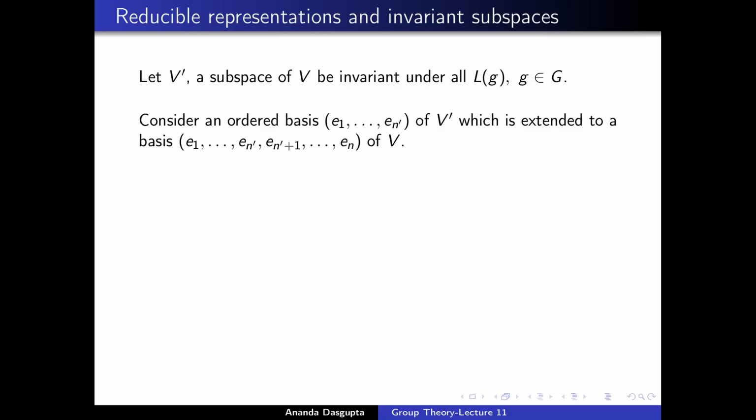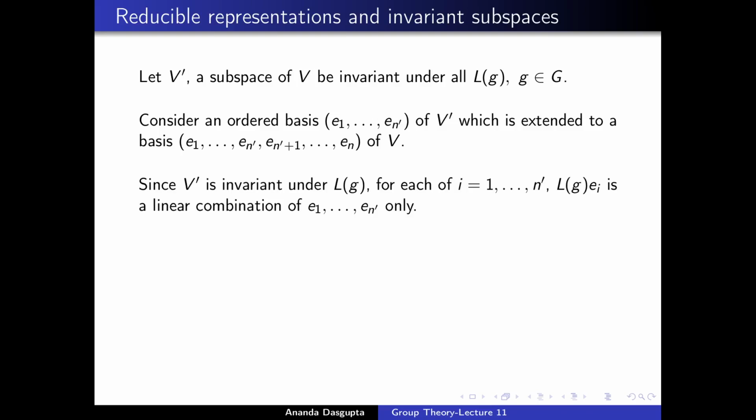Now, when you start with such a basis and apply L of G on the first n prime basis vectors, that is L of G acting on E1, E2, E3 up to En prime, what we get is a linear combination of E1, E2, E3 up to En prime only. This of course follows from the fact that V prime is invariant under L of G.